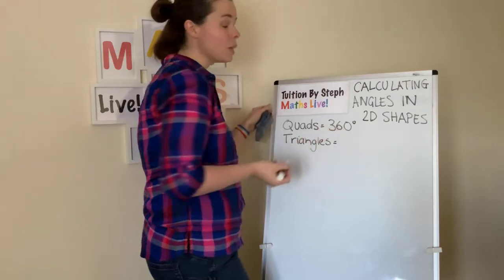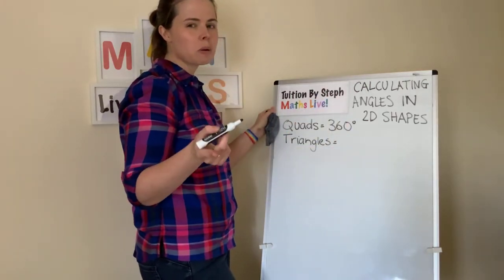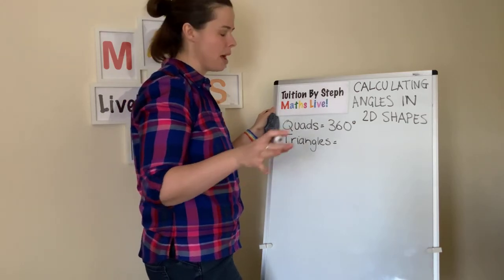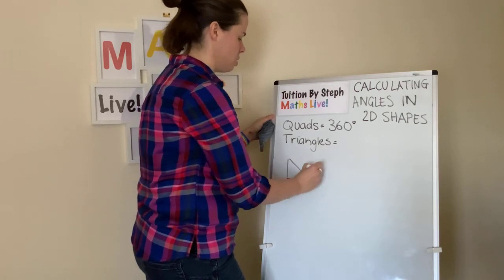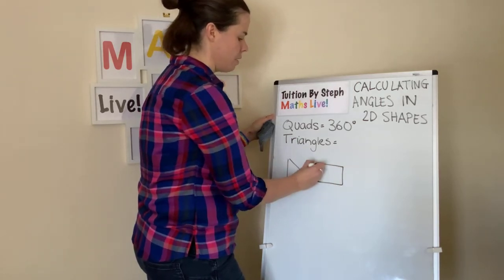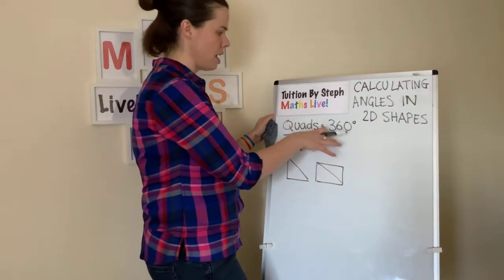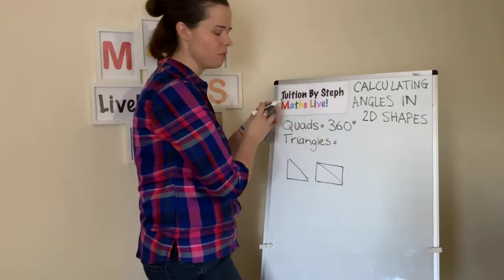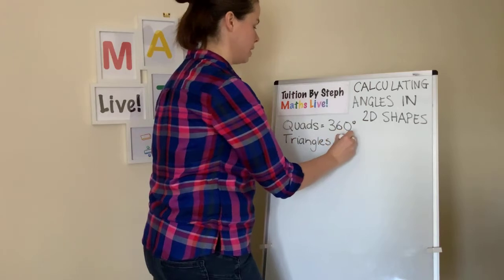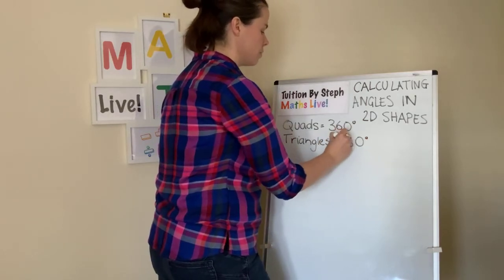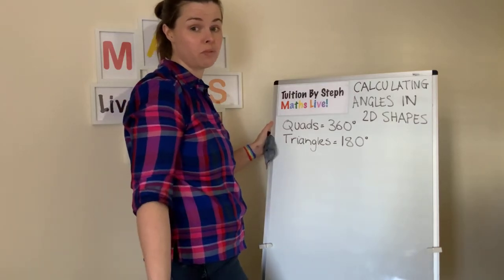Okay, and the rule for triangles is that they all... I wonder if you can guess. Do you remember when we were talking, if you've done Maths Live for a bit, about how the area of a triangle is half the area of a rectangle? That kind of applies with angles. What's half of 360? It's 180. So all angles in triangles add up to 180 degrees. And it doesn't matter what type of triangle it is.